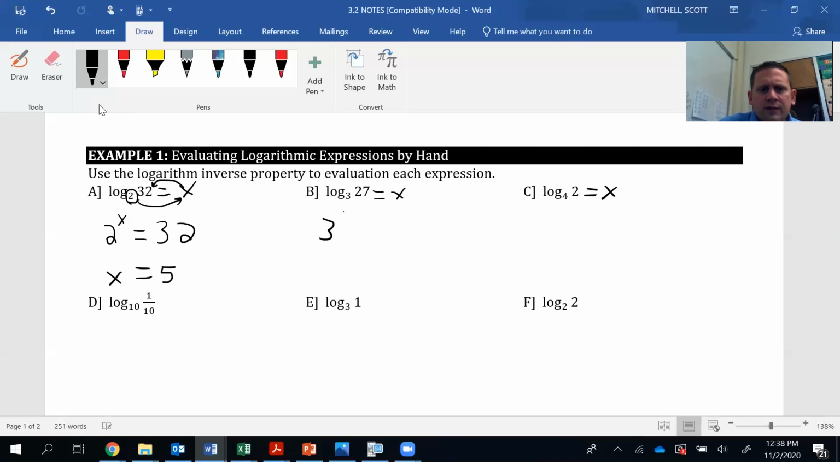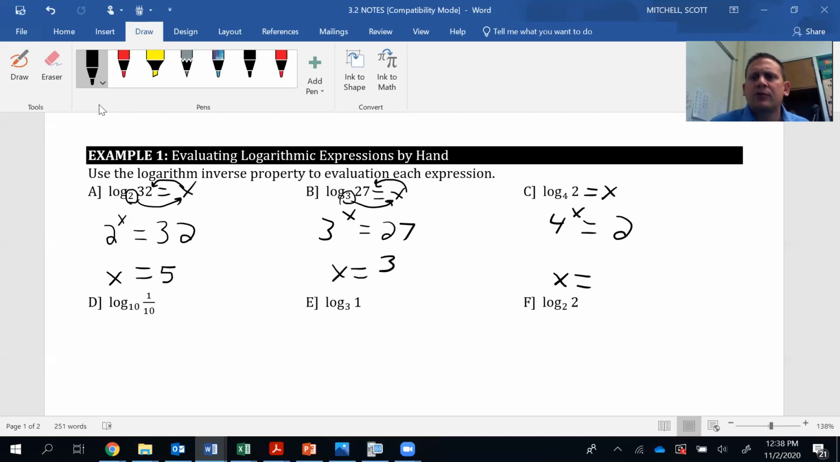So 3 to some power equals 27. Again, you take this number as your base, that's the power, and then it equals that. So that's got to be 3. And then over here, 4 to some power equals 2. What are you going to take 4 to a power of to get 2? That's going to be the 1/2 power. It's a square root. The square root of 4 is 2. Square root is a 1/2 power.